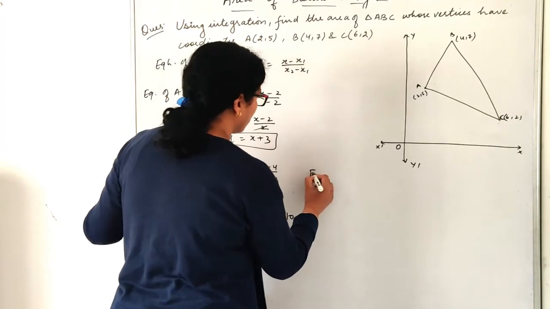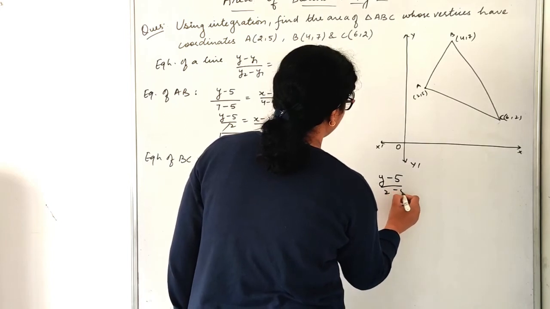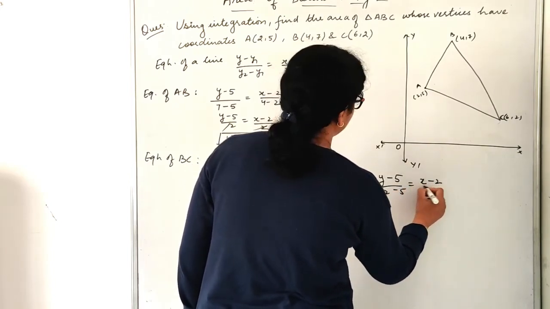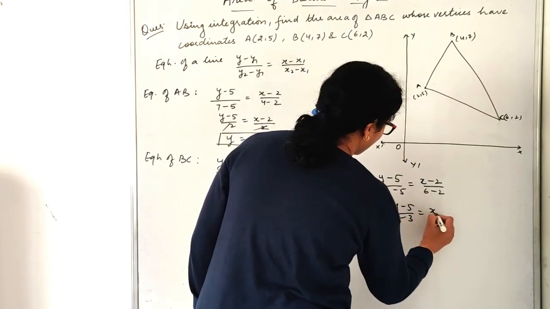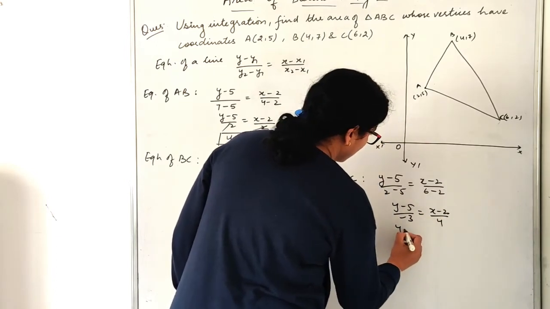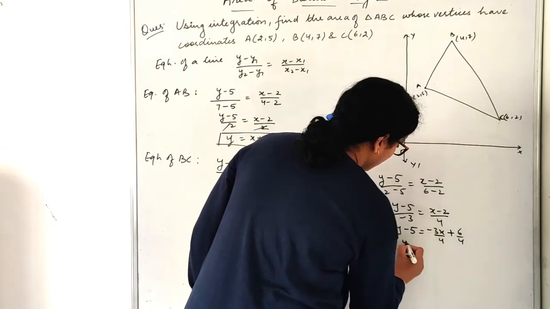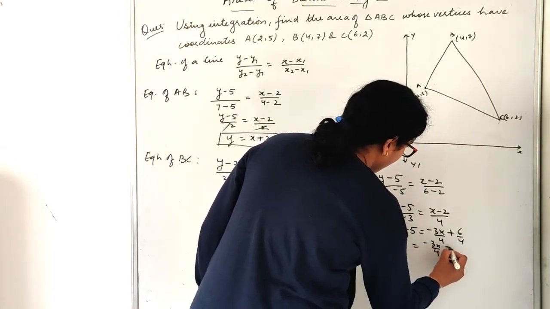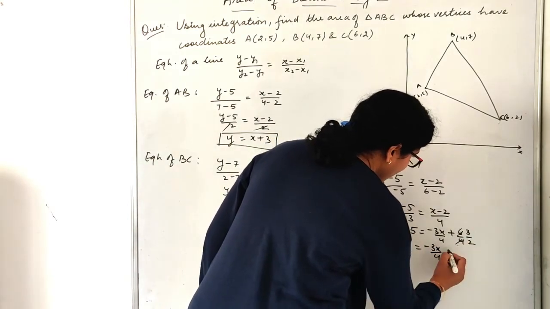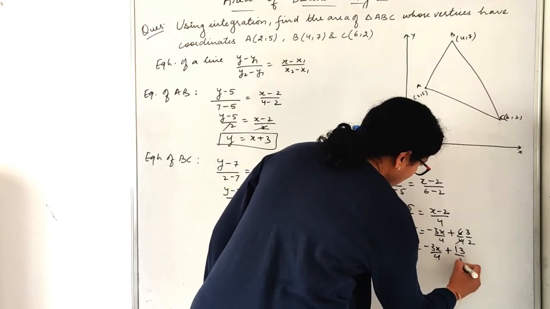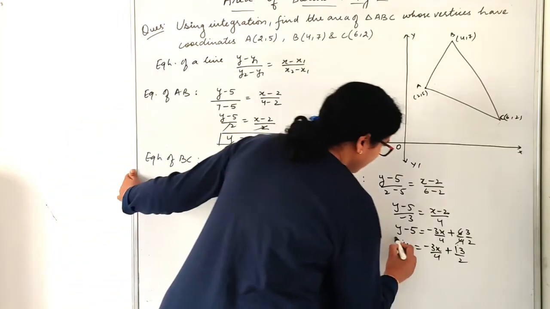Let us find the equation of AC. (y minus 5) upon (2 minus 5) equals (x minus 2) upon (6 minus 2). (y minus 5) upon minus 3 is equal to (x minus 2) upon 4. So let us check it out. y minus 5 is equal to minus 3x by 4 plus 6 by 4. So y is equal to minus 3x by 4 plus 6 by 4 plus 5, which is minus 3x by 4 plus 13 by 2. Minus 5 goes to that side, so it will become plus 13 by 2. Okay, so these are my required equations of the lines.